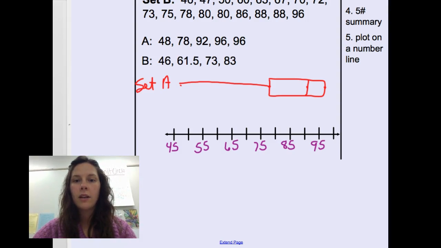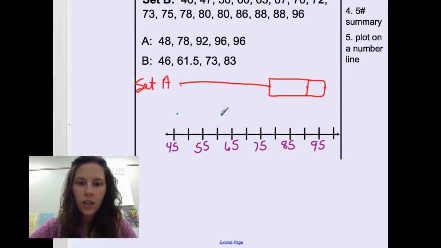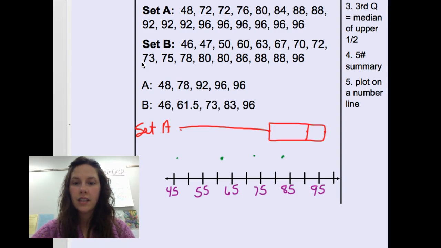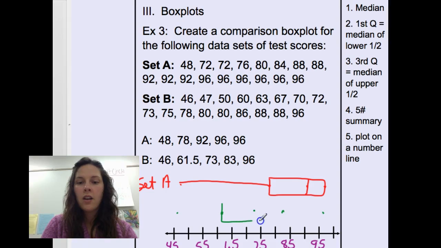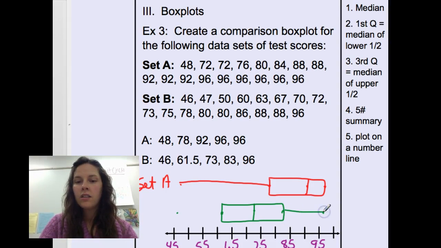Alright, so now we're going to do set B. So we're going to plot those 5 numbers again. We've got 46, 61.5, 73, and 83. And the maximum is 96. I forgot it in my first list of numbers, so I got that added. This box plot will look a little bit more traditional. So again, we've got that box around the first and third quartiles, vertical line through the median, and then whiskers to the maximum and the minimum.